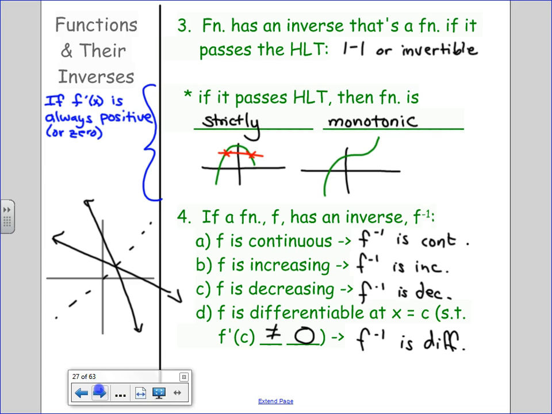If f prime is always positive or 0, or always negative or 0, remember, 0 doesn't make it fail. 0 is okay as long as it keeps going up afterwards if it's going up before, or keeps going down afterwards if it's going down. Then my function f is strictly monotonic. And if it is strictly monotonic, then it passes the horizontal line test. And if it passes the horizontal line test, it's one-to-one or invertible, which means its inverse is a function.